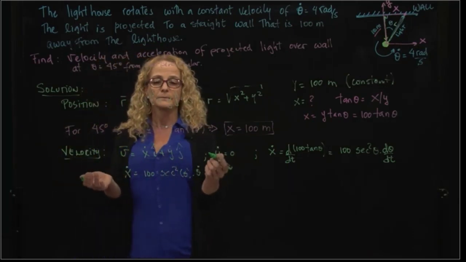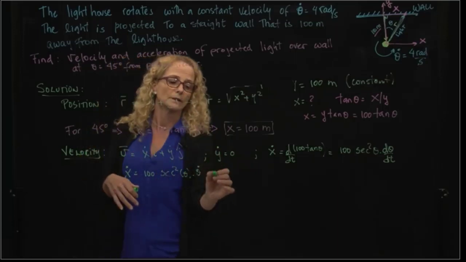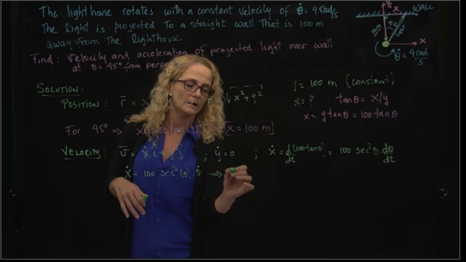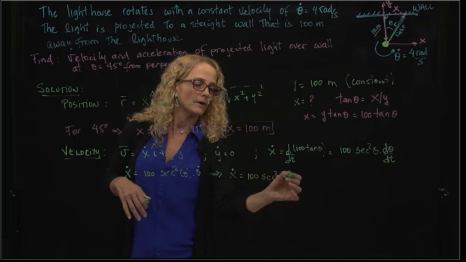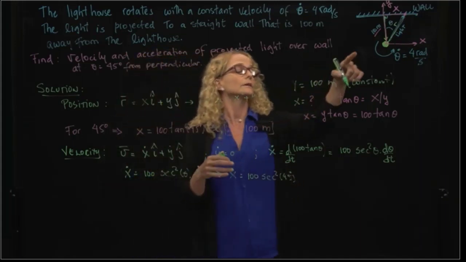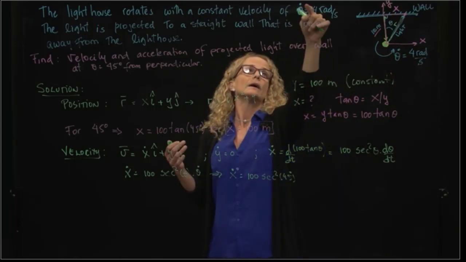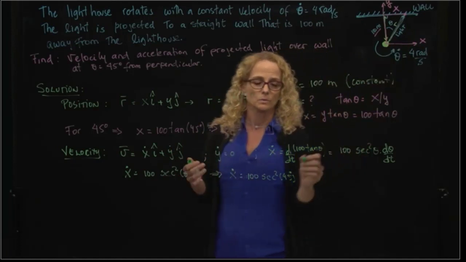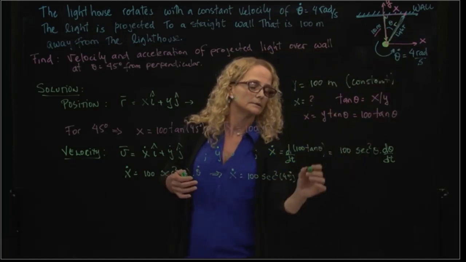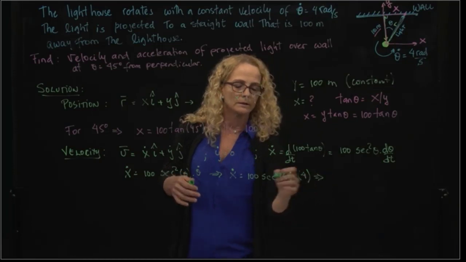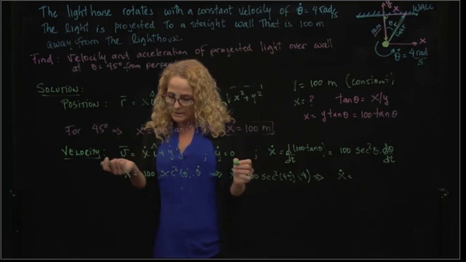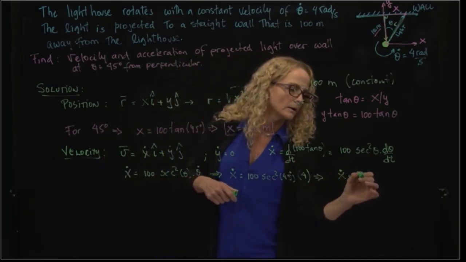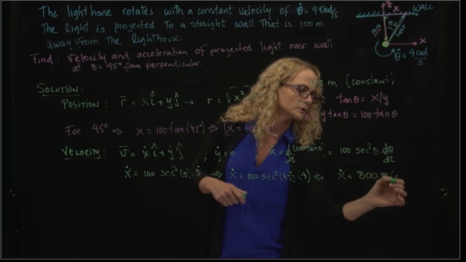If we want to evaluate that at 45 degrees, then we can say that x dot will be 100 times secant squared 45 degrees. And we are given the velocity for that 45 degrees. Theta dot is 4 radians per second. And since it's a constant velocity, it's the velocity for 45 degrees as well. So we can say here that it is 4. That leads us to our value of the velocity in x, which is equal to 800 meters per second.